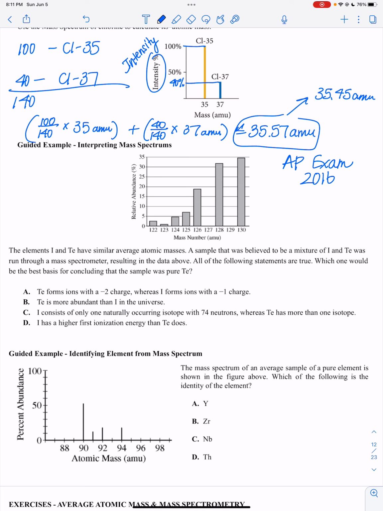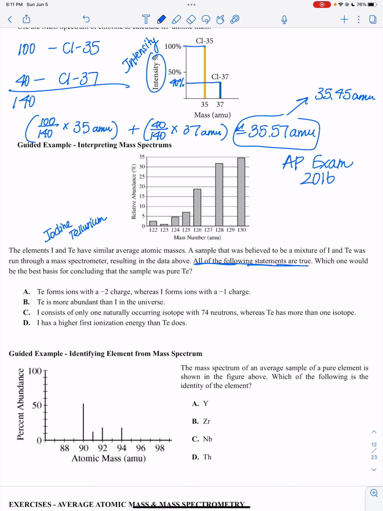So here's a mass spectrum. It says the elements I and Te, that's iodine and tellurium, have similar average atomic masses. A sample that was believed to be a mixture of I and Te was run through a mass spectrometer, resulting in the data above. All of the following statements are true. That's big. So all of these are facts, so none of these are going to be distractors, but you have to know which fact I'm going to use to support which one would be the best basis for concluding that the sample was pure tellurium.